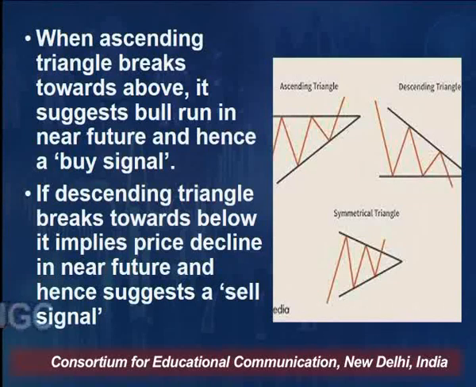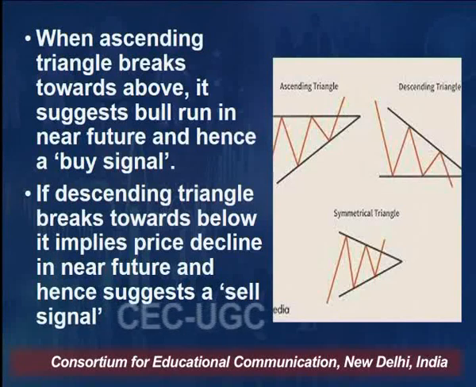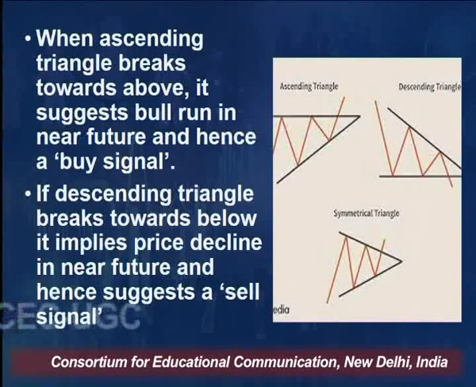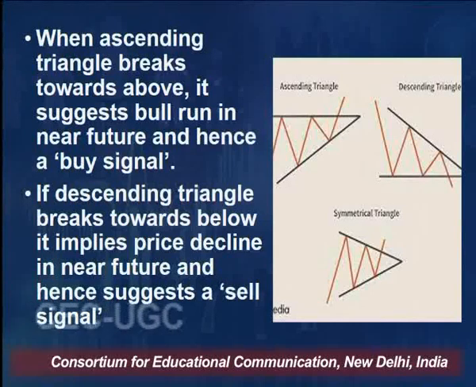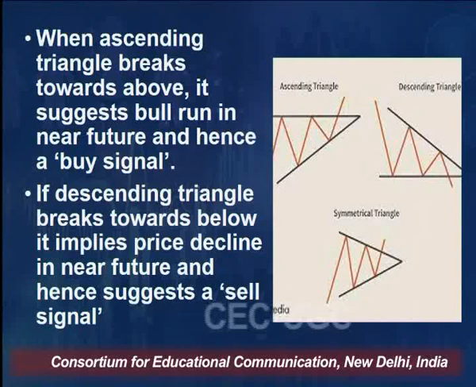The reverse will be the case for the descending triangle. If a descending triangle breaks towards the downside, it implies the price declines in the near future and hence suggests a sell signal, right? On the right-hand side you can see the descending triangle. In the descending triangle, if the line breaches the almost horizontal line that is drawn, that is a sign that there will be further weakness in the market.